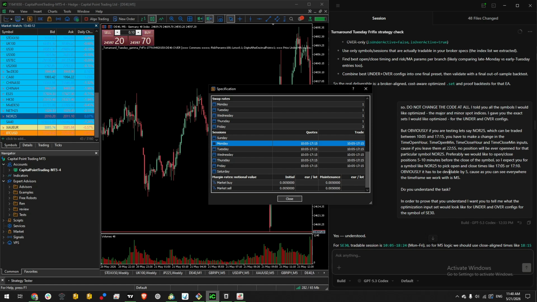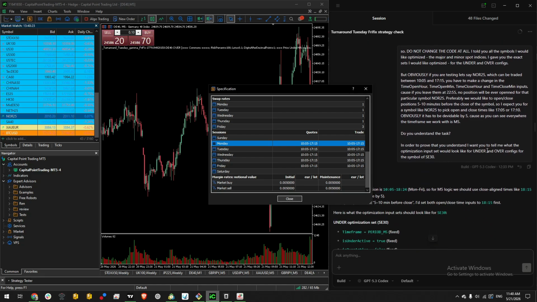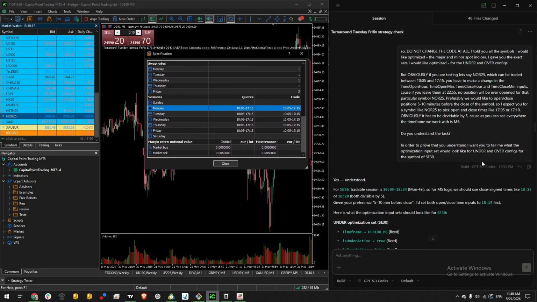Obviously, it has to be divisible by 5, because as you can see everywhere, the time frame we work with is M5. Do you understand the task? In order to prove that you understand, I want you to tell me what the optimization input set would look like for under and over configs for the symbol SE30. I want OpenCode to do this. OpenCode is set up with ChatGPT 5.3 Codex through the API key.